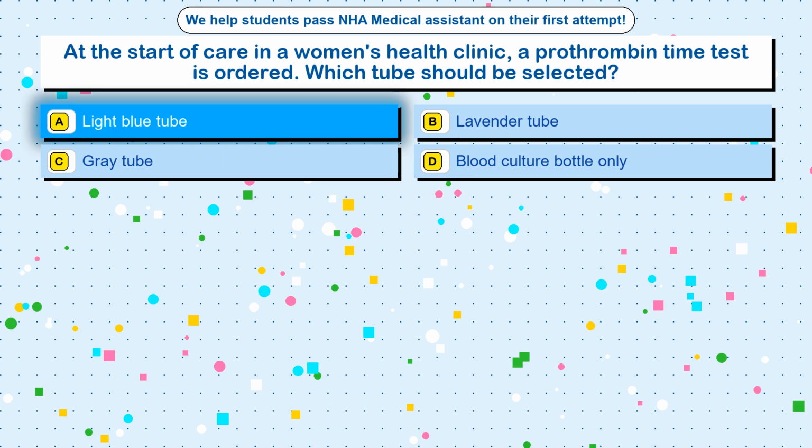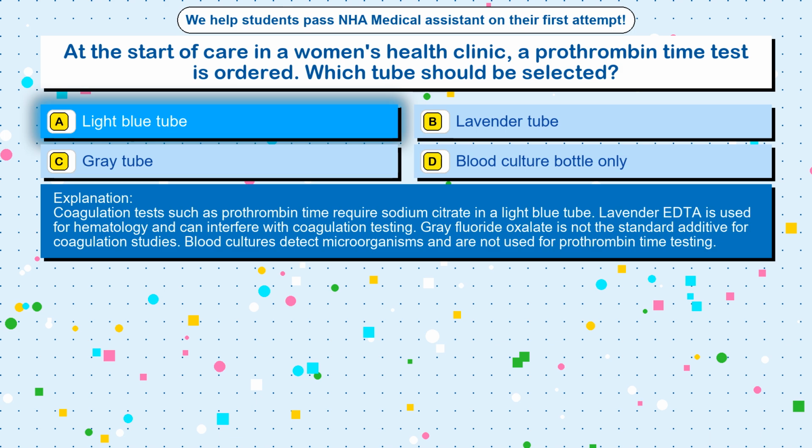The correct answer is option A, light blue tube. Coagulation tests such as prothrombin time require sodium citrate in a light blue tube. Lavender EDTA is used for hematology and can interfere with coagulation testing. Gray fluoride oxalate is not the standard additive for coagulation studies. Blood cultures detect microorganisms and are not used for prothrombin time testing.